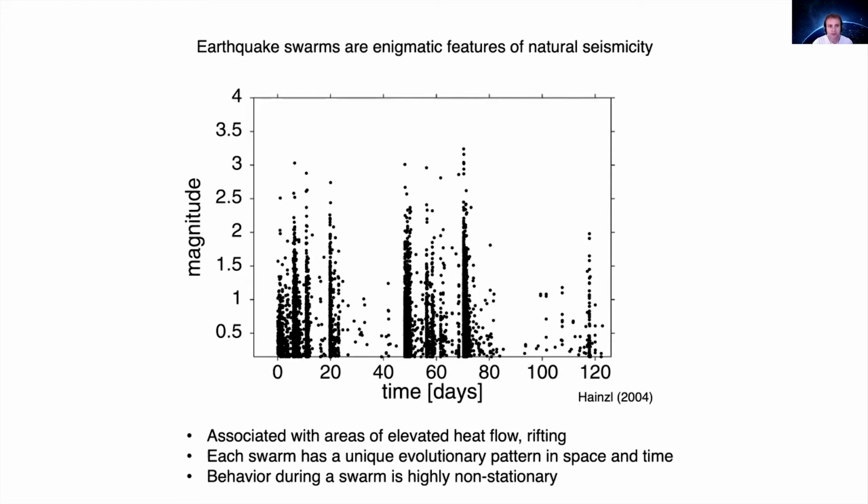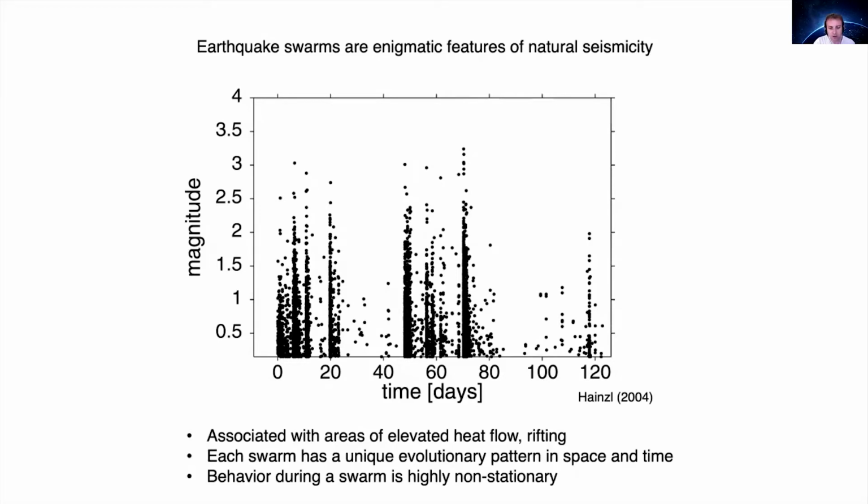But there's another type of earthquake sequence that we would call an earthquake swarm, and this is fundamentally different. Here's an example of a swarm that happened in Eastern Germany, I think in 2001. Again, magnitude versus time, except this is now 120 days. You can see lots of bursts of activity. It's very complicated. It's not simply decaying with time. Earthquake swarms are often associated with areas that have elevated heat flow or rifting, hydrothermalism, magmatism, etc., although it's not always the case. There are some examples that are not.